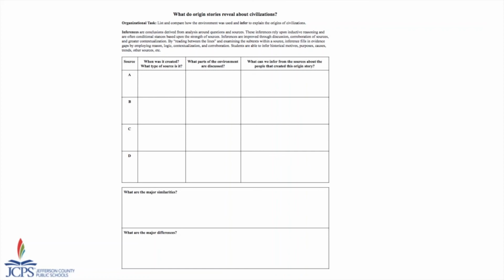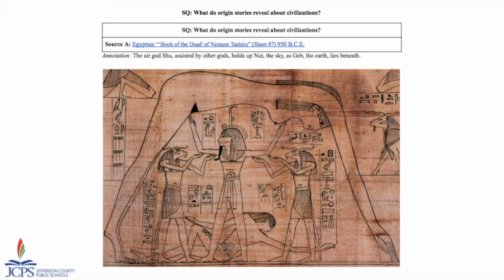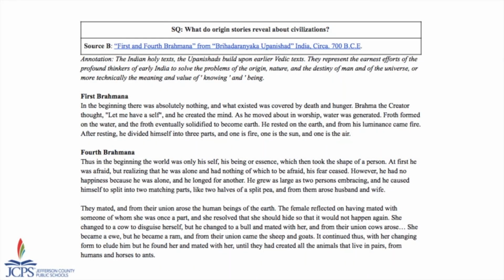After this, they might share the similarities and differences between these four sources so that they can then answer a formative performance task about creating a claim backed with evidence that answers the supporting question. Here are just a few examples of what some of these sources might look like. We will always provide annotations and a link to the original.